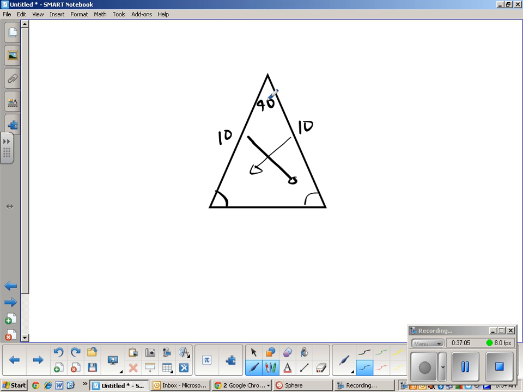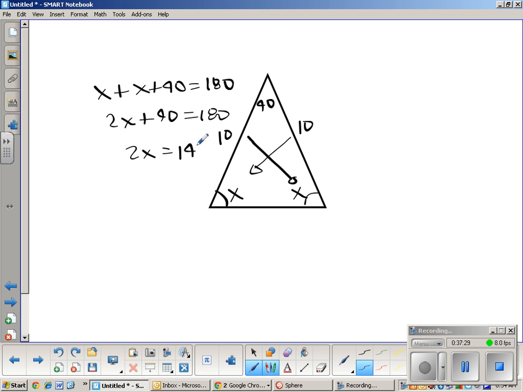then I don't know these two. Let's say this is x. Well, if this is x, then this must be x. And so those three angles, x plus x plus 40, have to add up to 180. And so 2x plus 40 equals 180. So 2x is equal to 140. X would equal 70. Okay?